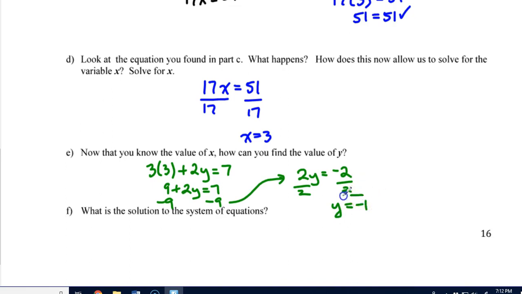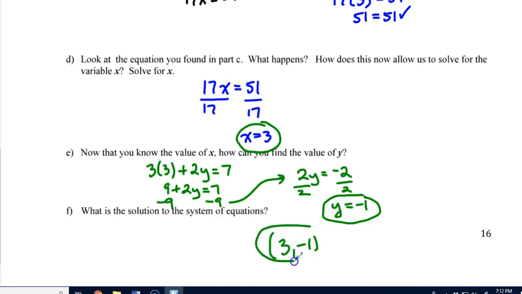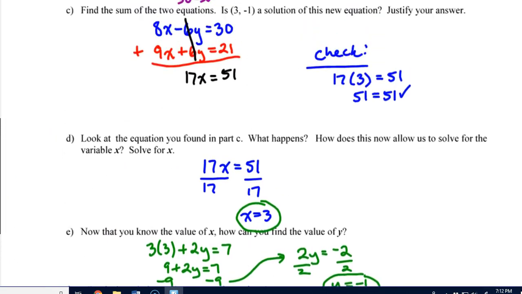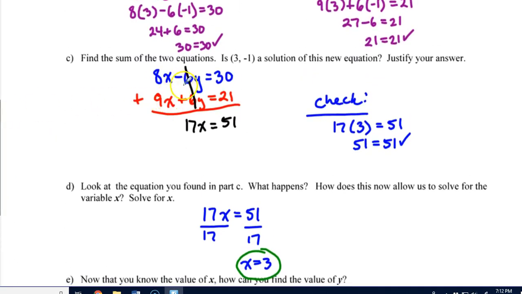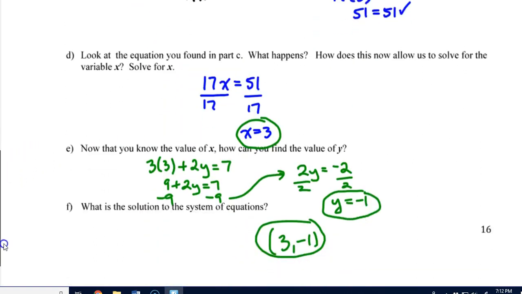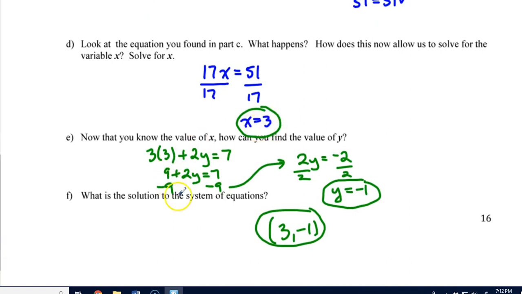All right, so I've got my two values of x and of y, and when I write them, I want to make sure I write the x first, so my solution would be 3, -1. So we introduced several techniques there for trying to eliminate one of the variables, the x or the y, so we could solve a nice easy equation like this to get one of the variables, and then it's going to be pretty easy once we've got one of the variables solved to solve for the other.